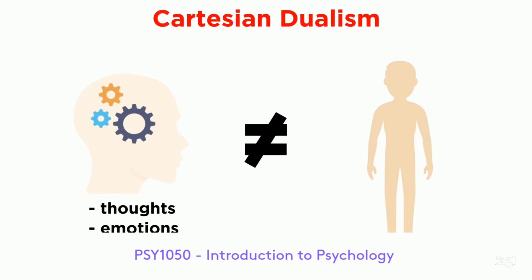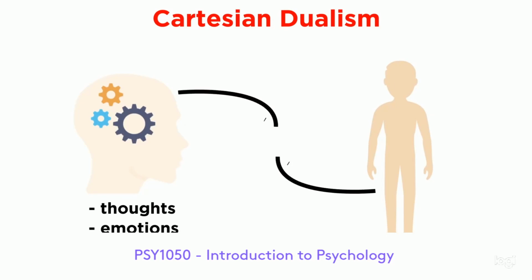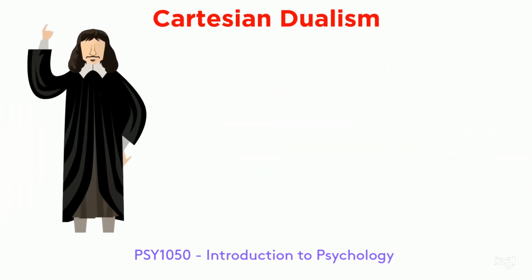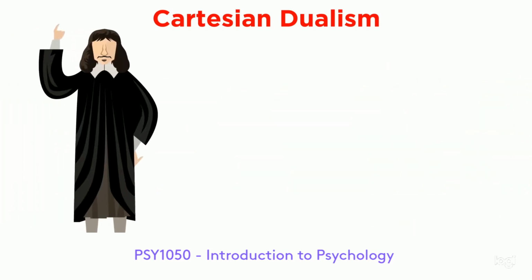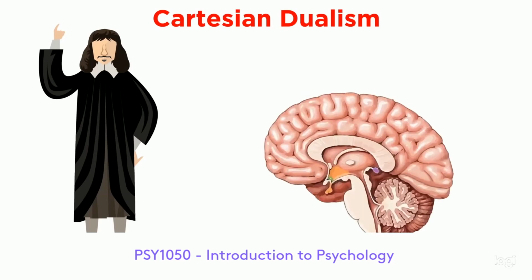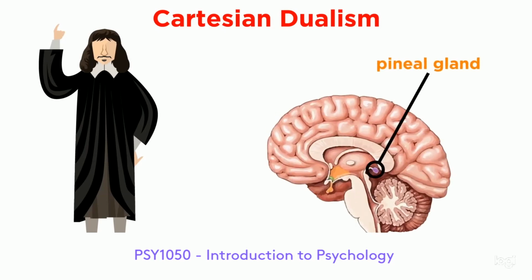The central claim of dualism is therefore that the immaterial mind and the material body are two distinct substances which interact to cause behavior. But how can an immaterial thing interact with a material thing? Descartes suggested that the immaterial soul resides in and influences the body from the pineal gland, a part of the brain we learned about in our study of the endocrine system.